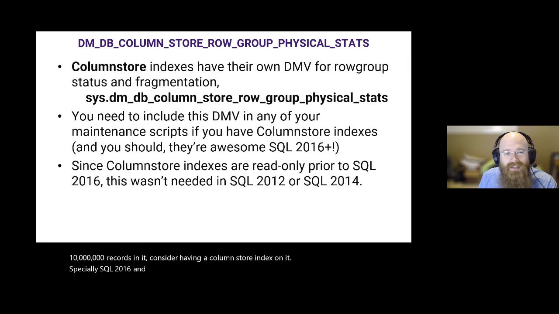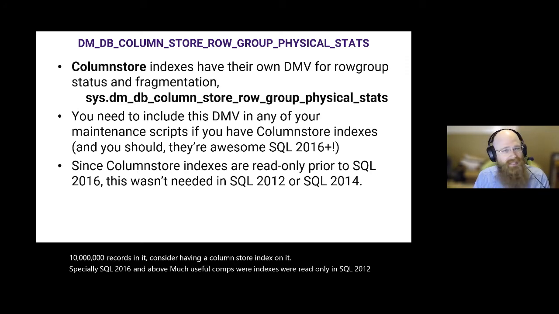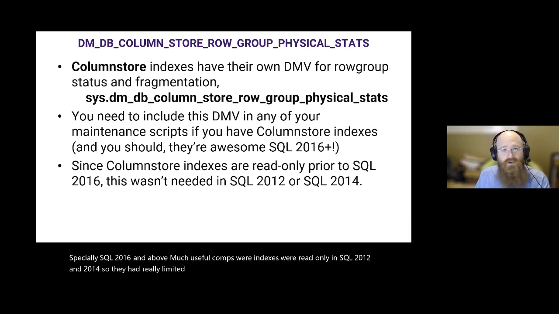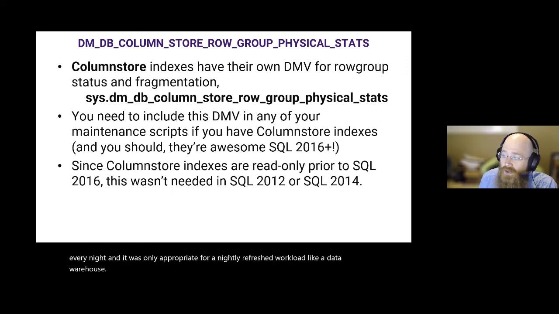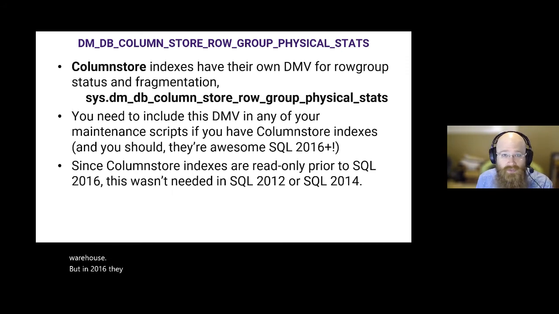Much more useful. Column store indexes were read-only in SQL 2012 and 2014, so they had really limited uses. You basically had to drop them and create them every night, and it was only appropriate for a nightly refreshed workload like a data warehouse. But in 2016, they're writable, so you can put them on a transactional table in an OLTP design.